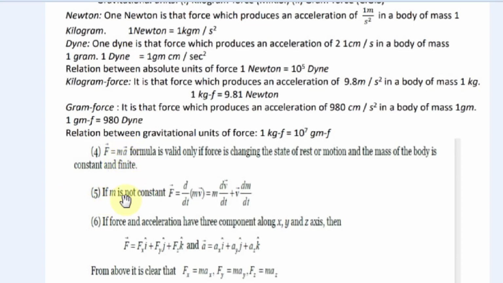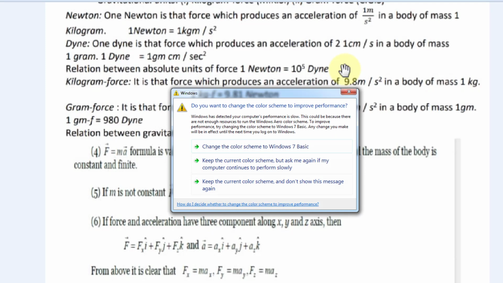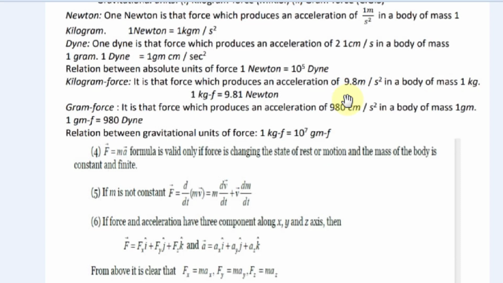So suppose you see the second one, m is not constant. Suppose m is not constant, then the change will come in mass also and velocity also. How is it possible that m is not constant? Cases are there, children. Suppose a rocket, when the rocket is going up, its mass is changing, is it or not? Its mass will not remain the same, because the fuel will burn, and then there will be a change in mass. Like that, some cases are also there where mass is not constant.